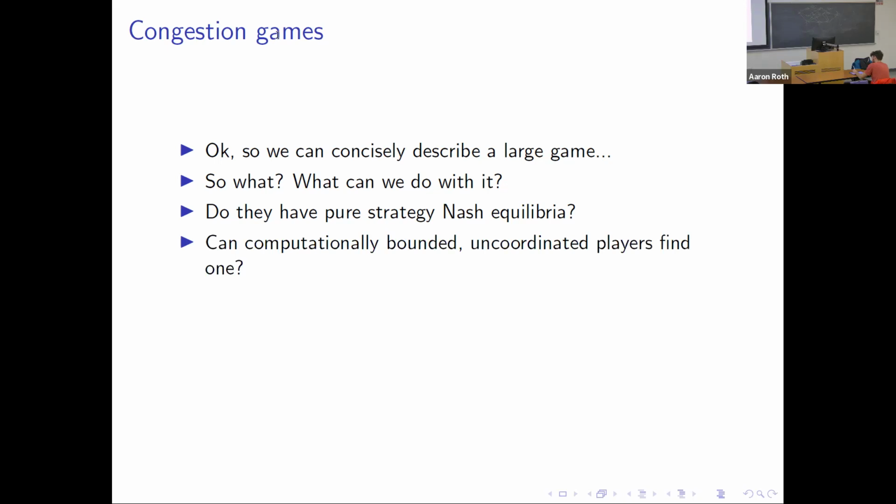Even if the answer were yes, these are still very large games. Why should we think that computationally bounded agents who are not coordinating with one another, and who might have only a limited view of the state of the game, could find one? Maybe they can get traffic reports, but they don't know specifically who's doing what. Is there any reason to think that these simple, uncoordinated players could find one? Even if the answer to the first question is yes, they have pure strategy Nash equilibria, but the answer to the second question is no, then it's not clear that they're going to be good predictions.